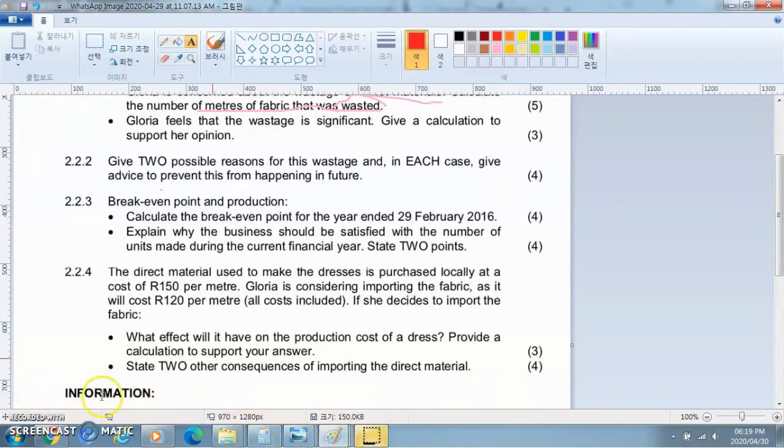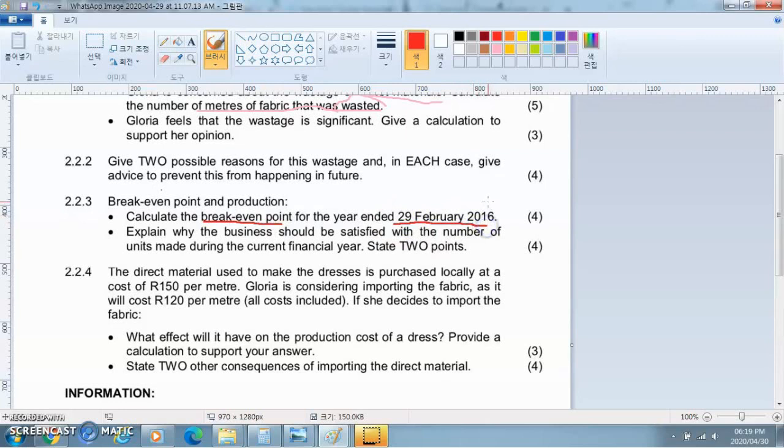Okay, so now we are working out 2.2.3. They say break-even point in production. So that's the topic for this question. So here they're saying we need to do what? Calculate the break-even point for the year ended 29 February 2016. So we are calculating what? The break-even point.